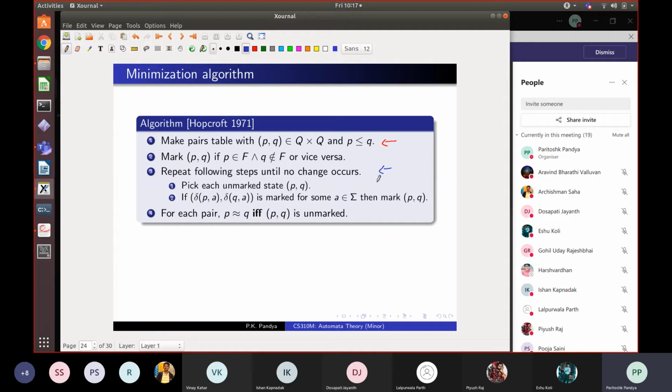Until in a phase, no additional square gets marked. So in that case, no change has occurred to the table. In that case, you terminate. And whatever is left as blank will be equivalent. This is the claim of Hopcroft. You repeatedly do these marking phases, and at the end, when no further change occurs to the table, the blank squares exactly denote things which are equivalent. Okay, so this is the algorithm. It's called the partition refinement algorithm.